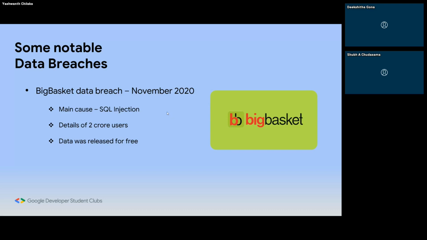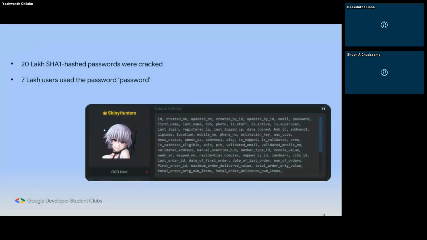And the thing is that the Shiny Hunters is the group that caused this database breach, and they released all this data for free. So the passwords which were encrypted using the SHA-1 algorithm were cracked in a span of 1 or 2 weeks, and it is so concerning that 7 lakh users were using the literal string "password" as their password, and that's just plain bad.